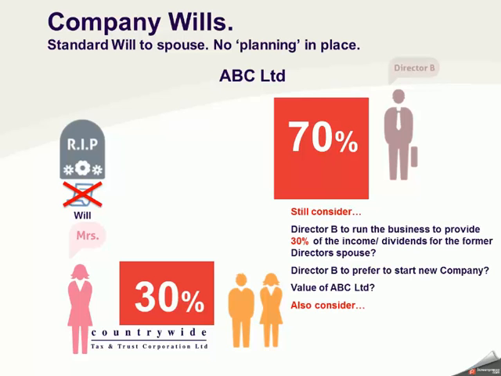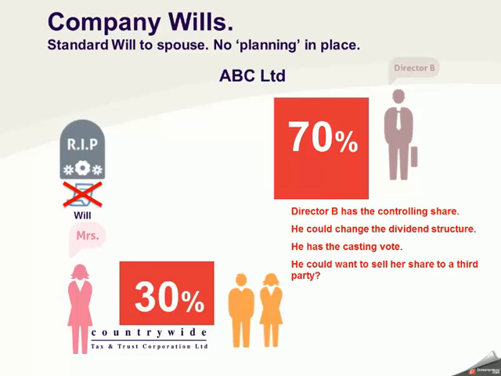But then when we look at Director B, he probably wants to continue to run the business. Now, is he going to want to provide that 30% share to the surviving spouse of Director A? Probably not. And as the question suggests there, is he likely to want to perhaps go and start, let's say, DEF Limited and start a new company and take everything with him? So in essence then, as you can see, what really is the value of ABC Limited at this stage? So again, to reiterate the point, Director B now has the controlling share. He can have control on the dividend structure and so forth, and of course he has the casting vote, and he could indeed sell his share to a third party.